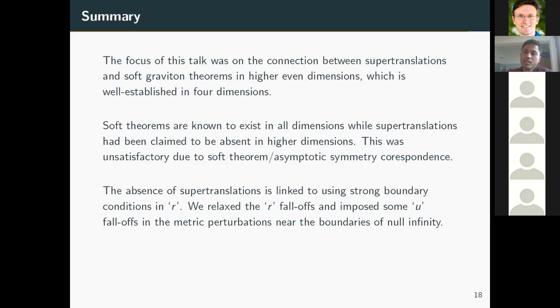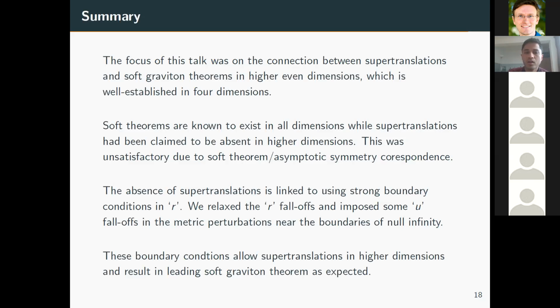The absence of supertranslations is linked to using stronger boundary conditions in R. What we did to resolve this discrepancy was to relax the fall-offs in R and impose some fall-offs in U. And this allowed for a well-defined charge for supertranslations in higher dimensions, which also gave the correct soft graviton theorem.